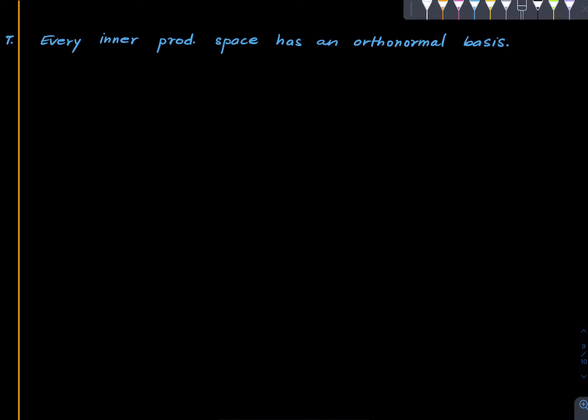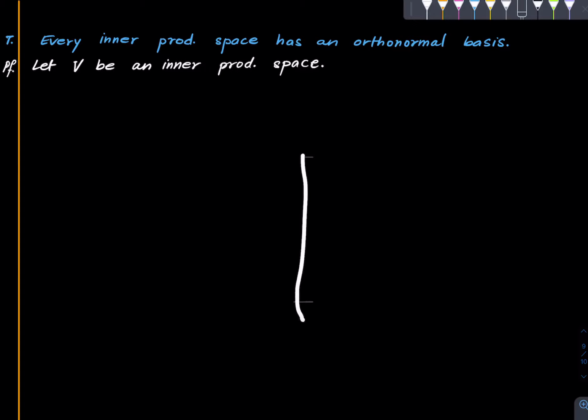And lastly, we want to show that every inner product space has an orthonormal basis. We will do this by induction on n. I will not spell out all the details, but here is the main core of the proof. So fix an inner product space V. We want to show that this has an orthonormal basis.